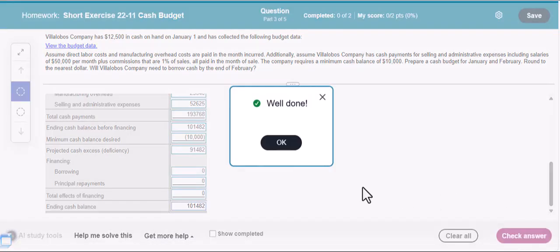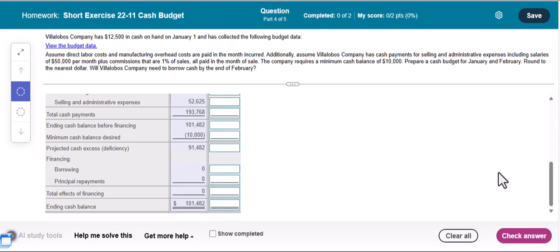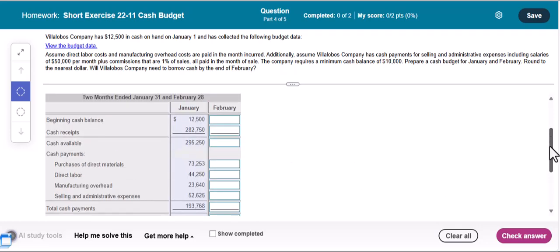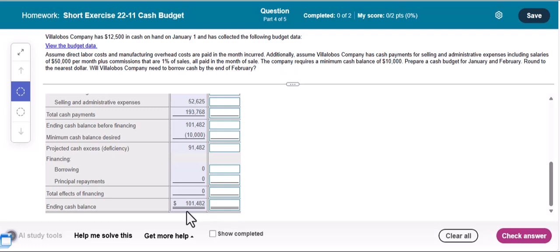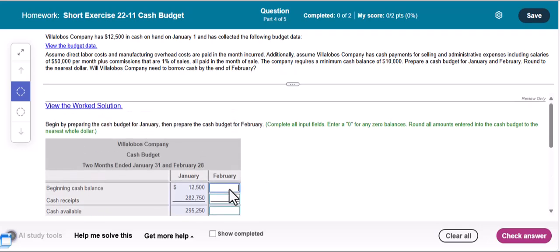Well done. Okay, now we get to do February. So we have our beginning cash balance for February here first. Notice it is not included up here in the information. It is actually part of what we just calculated. So the beginning balance is the ending cash balance of January. So that's that 101,482.